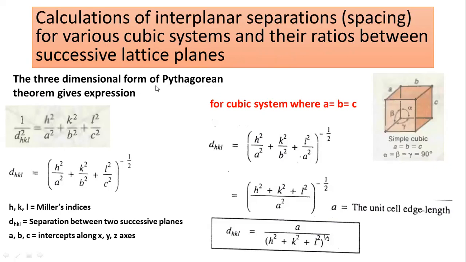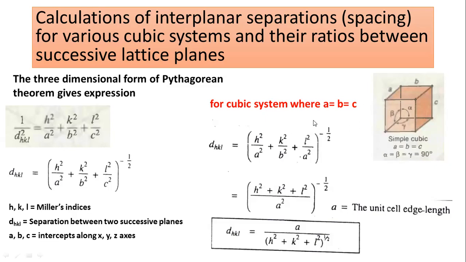So let's start first with the general equation. The three-dimensional form of the Pythagorean theorem gives the following expression. This is the mathematical expression, 1 over d squared. d is the separation between two successive planes, h, k, l are the Miller indices, and a, b, c are the intercepts along the x, y, and z axes. When you take the inverse of this, it becomes d squared hkl. When you take the square root, d squared is cancelled out, and what is left is d_hkl. And the minus square root is given over here. So this will remain the same, and you are just taking the minus square root. And at the end, we will take the inverse of this.